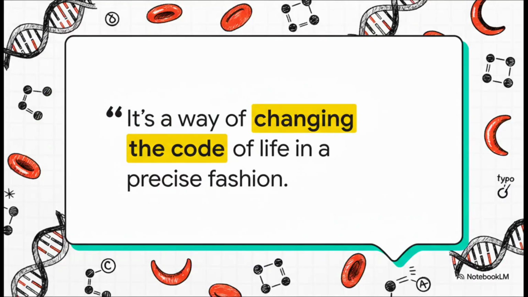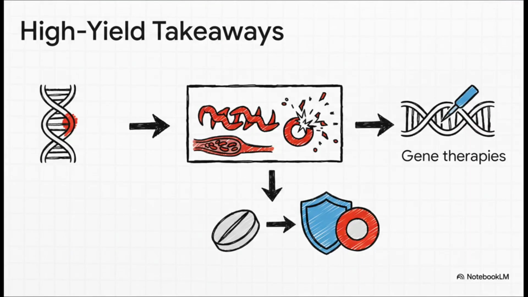And as Jennifer Doudna, who co-invented CRISPR and won a Nobel Prize for it, says, it's about changing the very code of life in a precise way. I mean, for a disease caused by a single wrong letter, this kind of precision is the ultimate goal. It's just incredible. So, if you're going to remember anything, remember these 5 points.